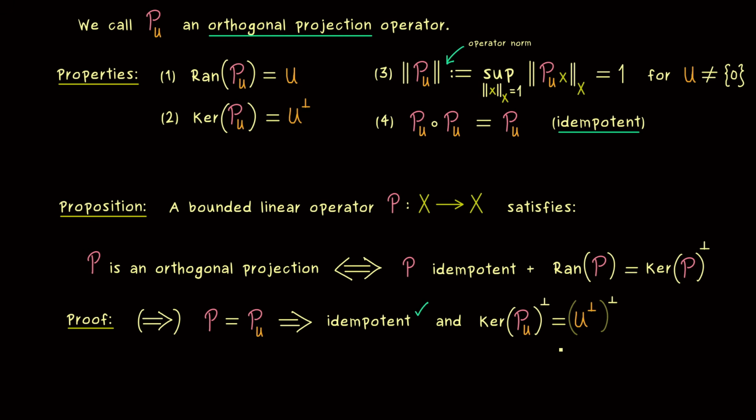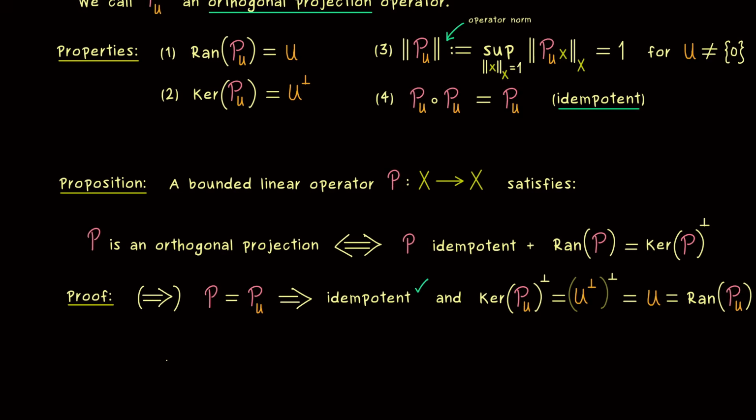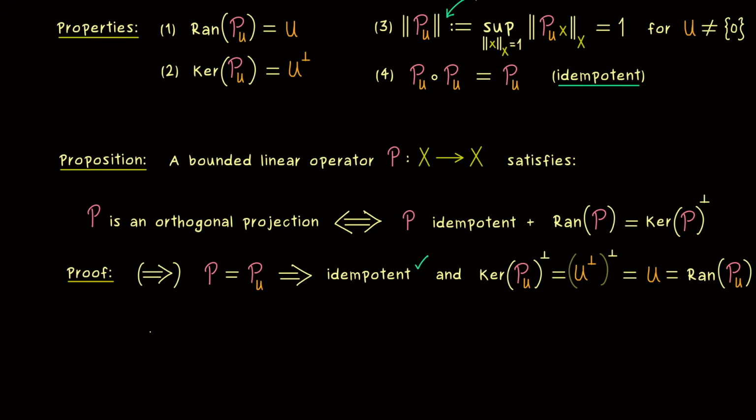Therefore, we can finally use what we have proven at the beginning of the video, namely that using this perp operation 2 times gives us our original U back. And by property 1, we know that U is just our range. And there we have it, this already shows the first implication. And in the next step, we will show that this is already sufficient for being an orthogonal projection.